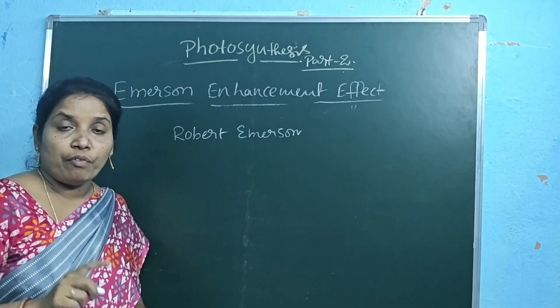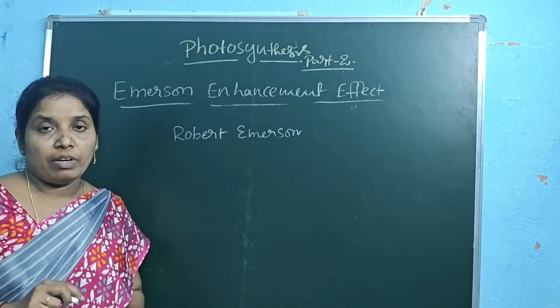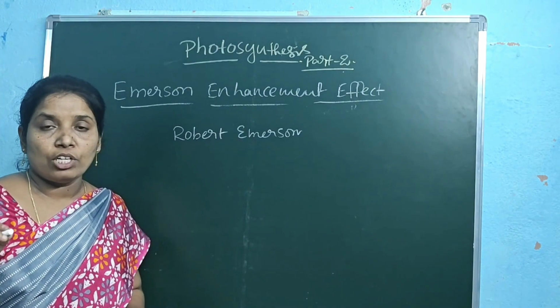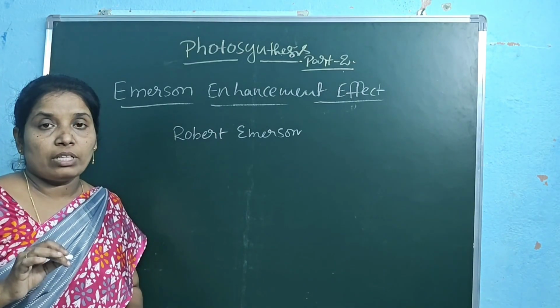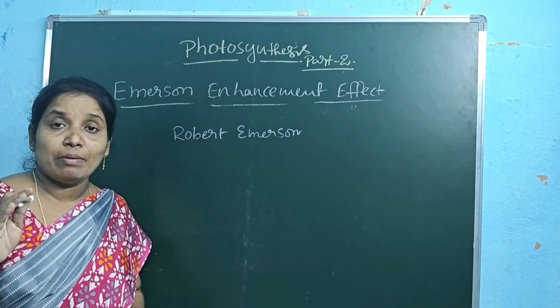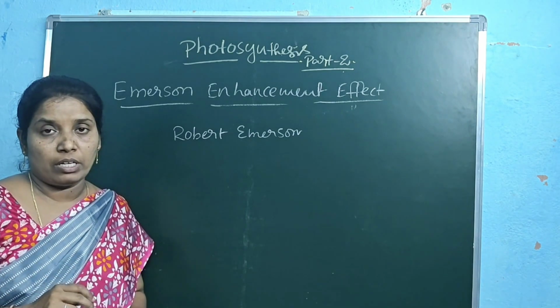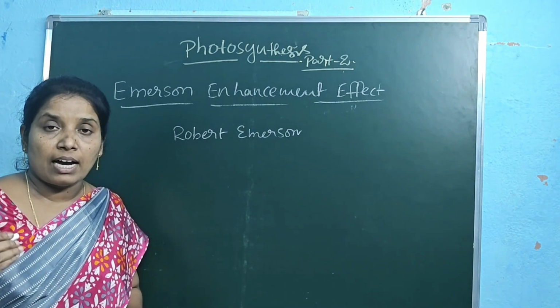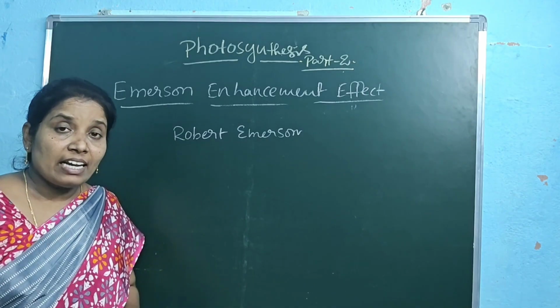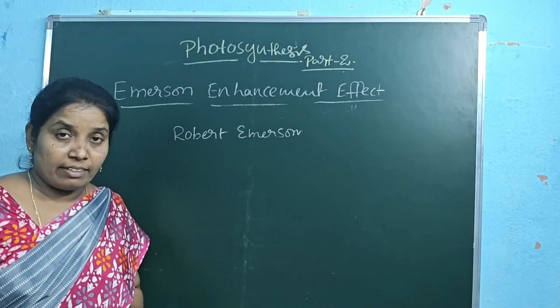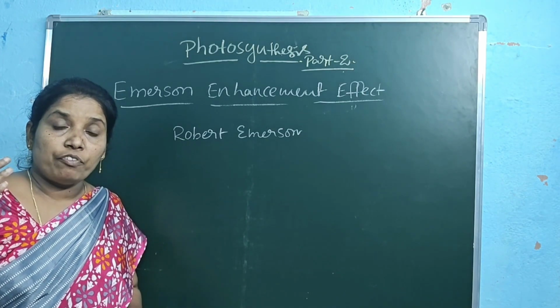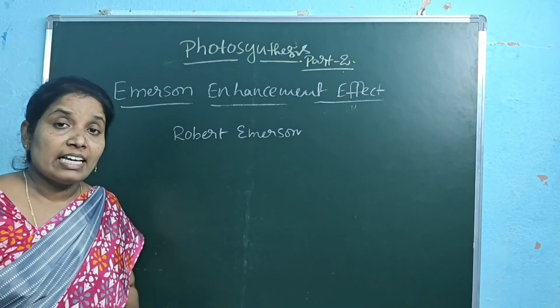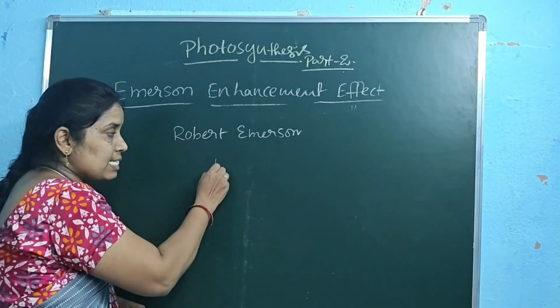Robert Emerson worked on chlorella. When he gave higher wavelengths to the chlorella, the rate of photosynthesis decreased gradually. So he observed that at the higher wavelengths of light, that decrease of photosynthetic rate is called red drop.